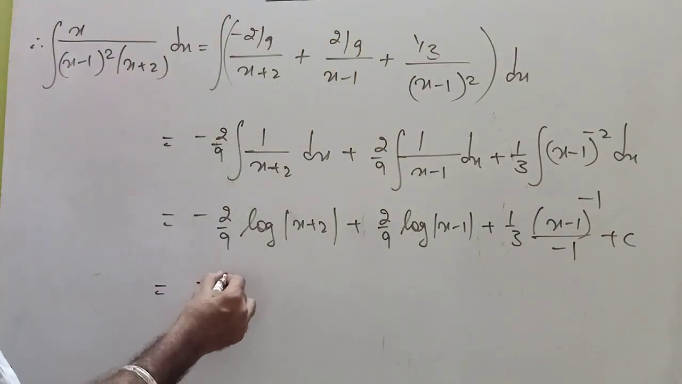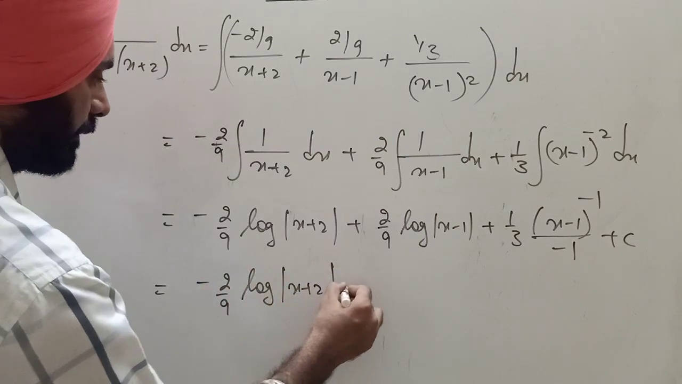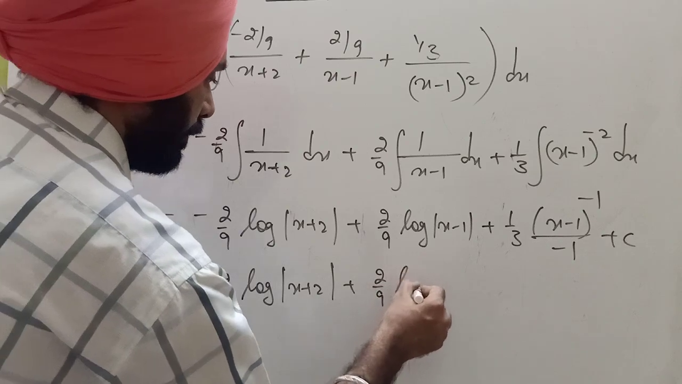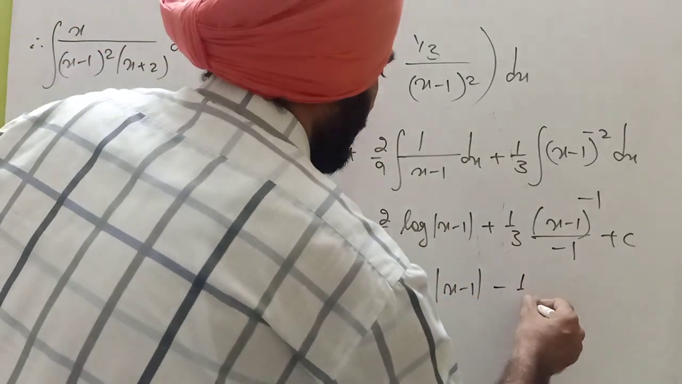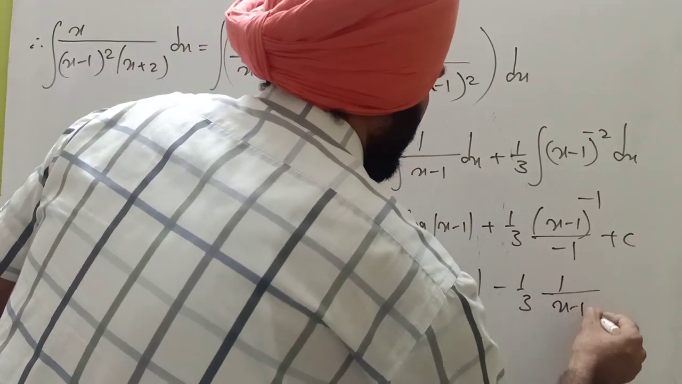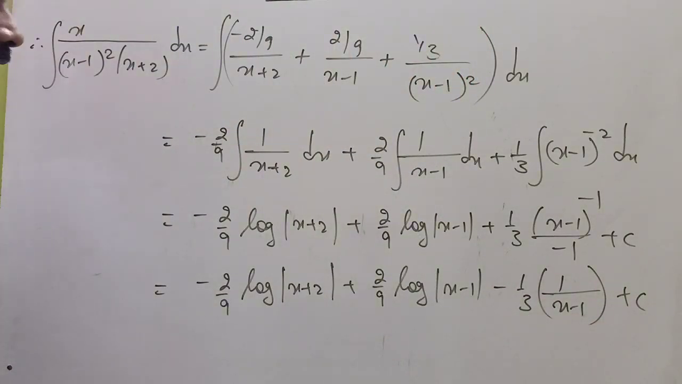So the final step is minus 2 by 9 log mod x plus 2, plus 2 by 9 log mod x minus 1, minus 1 by 3 times 1 over x minus 1, plus c. So this was the second type, when the denominator has repeated linear factors.